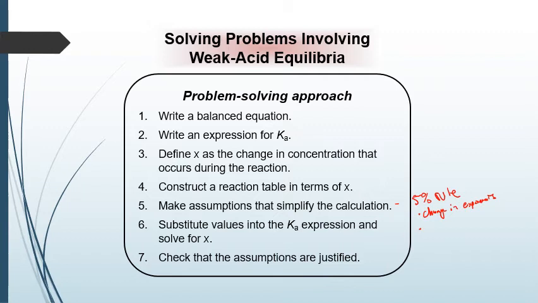Now that was one way. A second method that you could do would be to take X, divide it by the initial concentration of your acid, and multiply that by 100%. So you're taking X divided by the initial concentration. If that again is less than 5%, then we don't have to worry about the quadratic. Above 5%, we do.